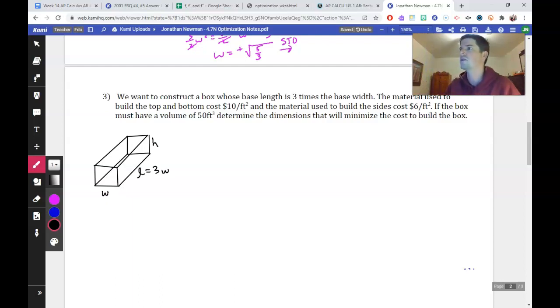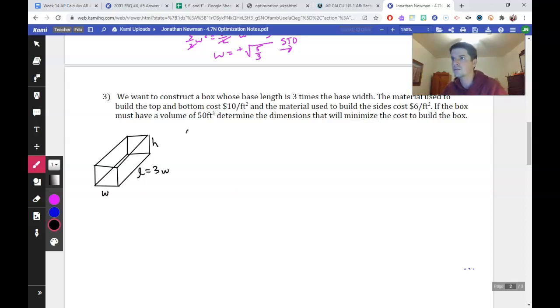Now, this has a lot of information. The material used to build the top and bottom costs $10 per square foot, and the material used to build the sides is $6 per square foot. The box must have a volume of 50 cubic feet. Determine the dimensions that will minimize. Oh, and now we're going with the minimum. Minimize the cost to build the box.